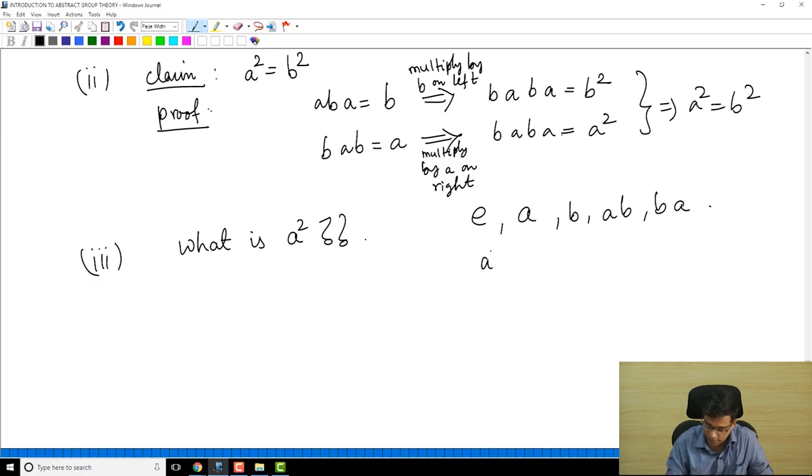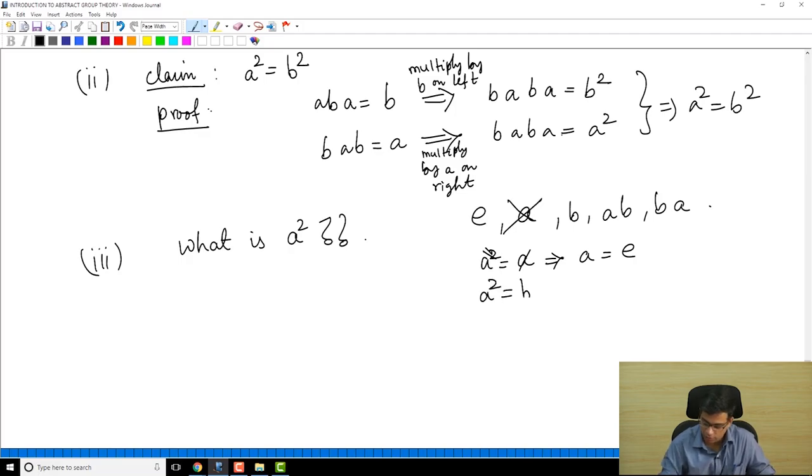Suppose A squared is A, right? This means I cancel one copy of A. So that means A equals E, because A squared is A star A, which equals A. So that means A equals E. That's not possible, because A is a distinct element.